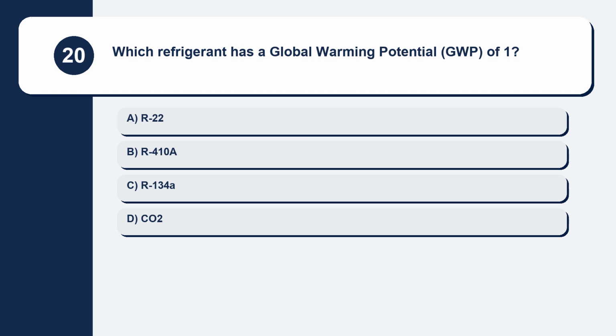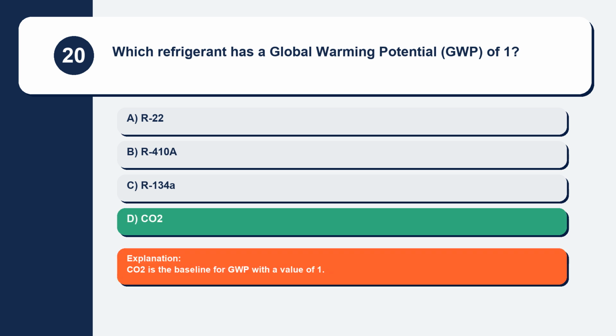Question 20. Which refrigerant has a global warming potential, GWP, of 1? R22, R410A, R134A, CO2. CO2 is the baseline for GWP with a value of 1.